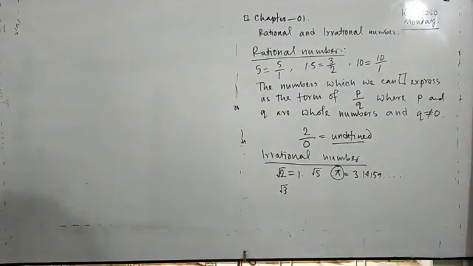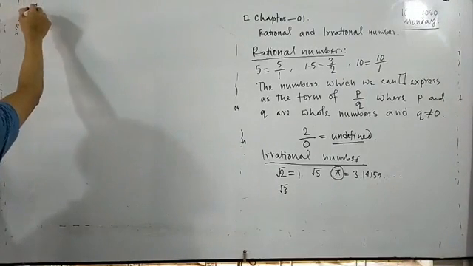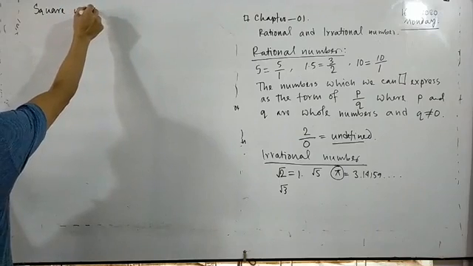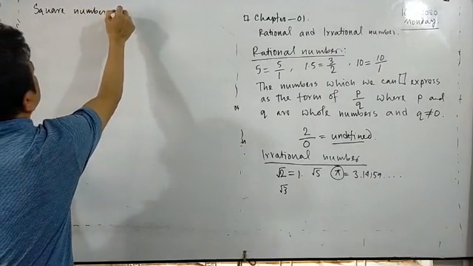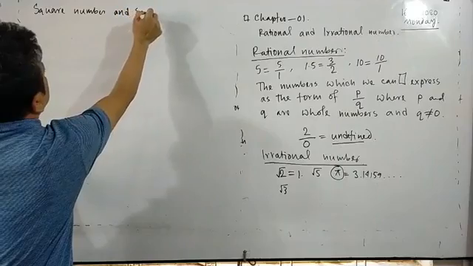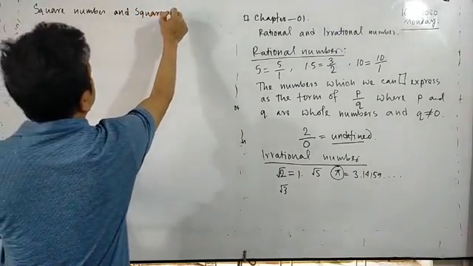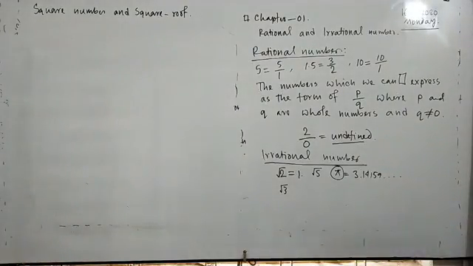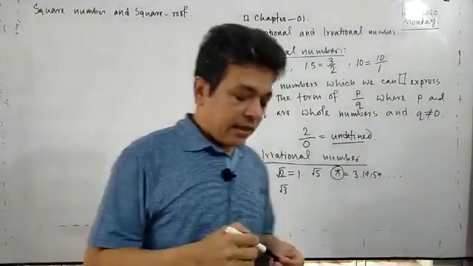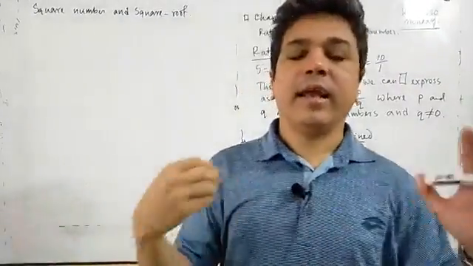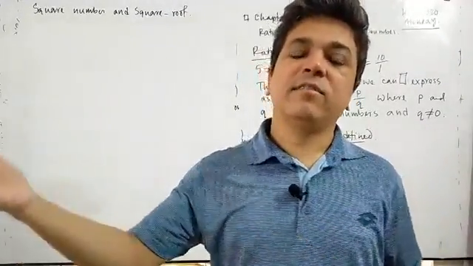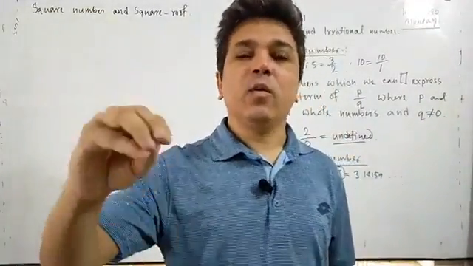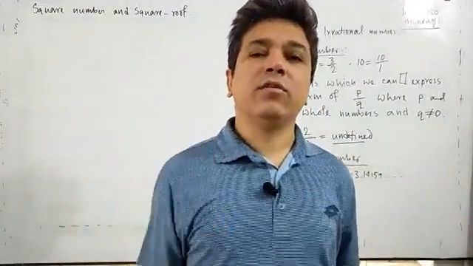Square number and square root. Okay, square number and square root. So what is square number? If we multiply any number, large, small, whatever, by itself, the number we get is called a square number.